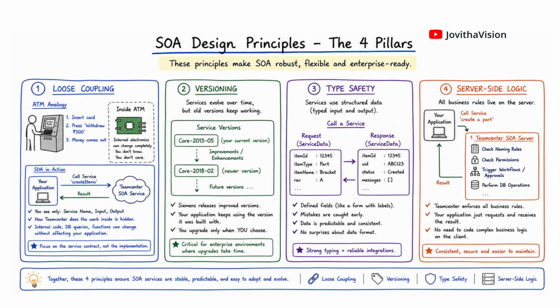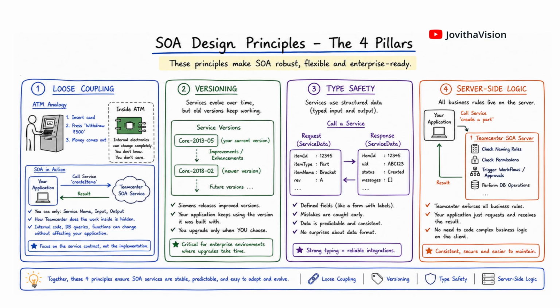Principle number 3, type safety. When you call a service, you don't just send a random bunch of text. You send a structured object with defined fields, like a form with labeled boxes, and you get back a structured object too. This means mistakes are caught early and the data is always predictable. There are no surprises about what format the data will be in.